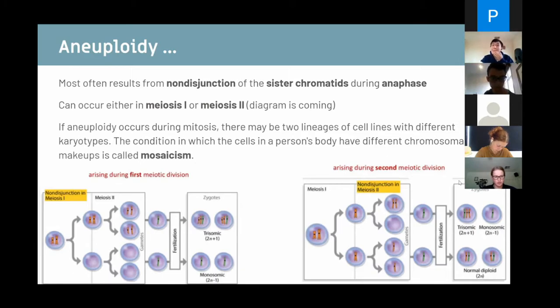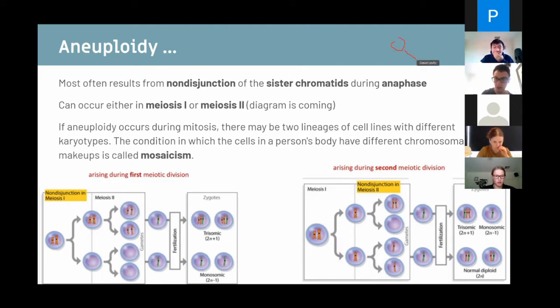Most aneuploidy results from non-disjunction of the sister chromatids during anaphase. As you remember, anaphase is when it's breaking apart. This means they haven't been breaking apart. And it can occur in either meiosis 1 or meiosis 2. If aneuploidy occurs during mitosis, then there'll be 2 cell lineages with different karyotypes. And this condition is called mosaicism.